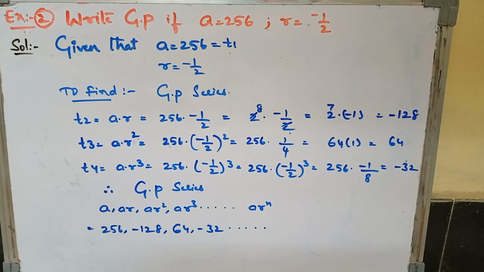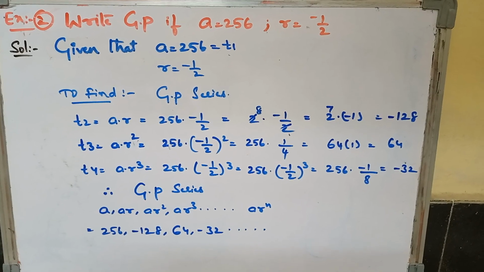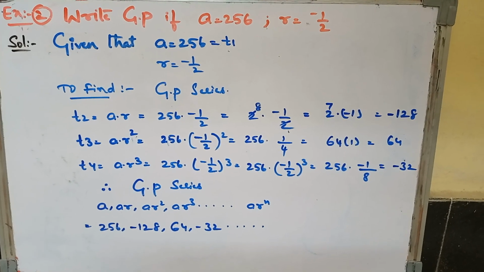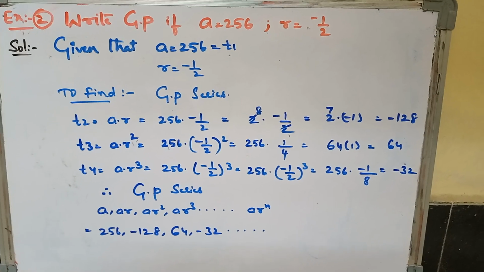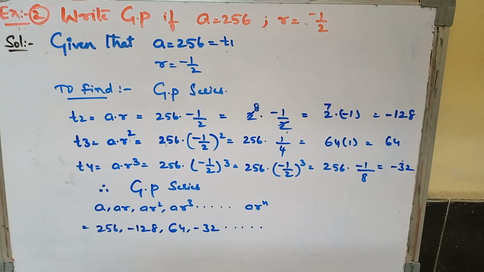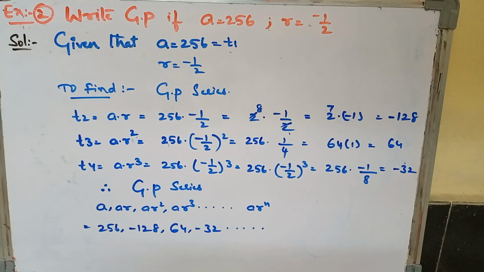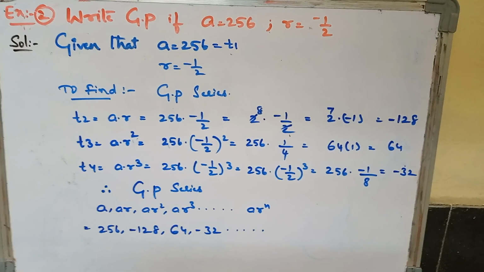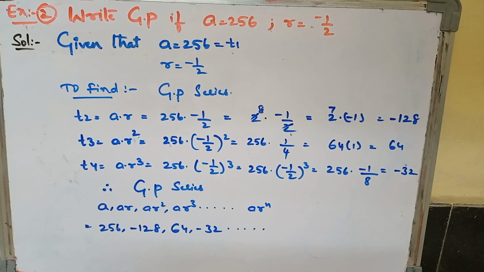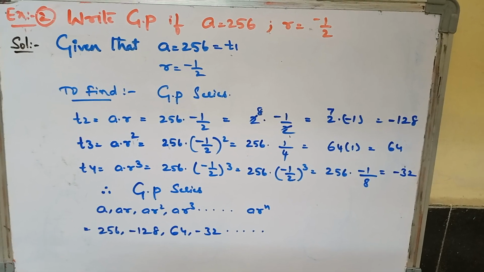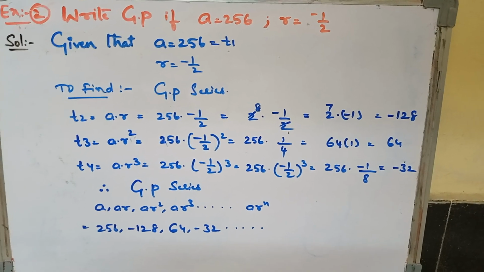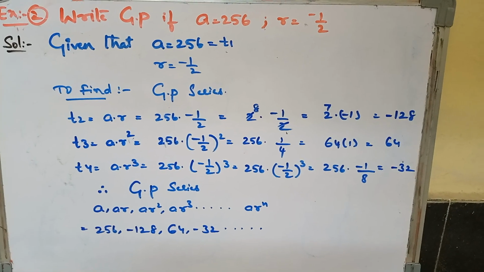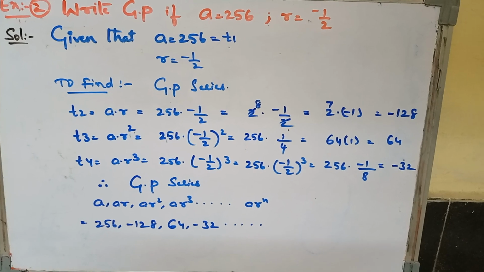So we know that A is the first term, that is T1, and R is the common ratio. First write down what is given in the question, guys. Given that A equal to 256, that is T1, we can write T1 or A. R is the common ratio, which is given as minus 1 by 2. So we need to find the GP series. Steps are very important for any sum.